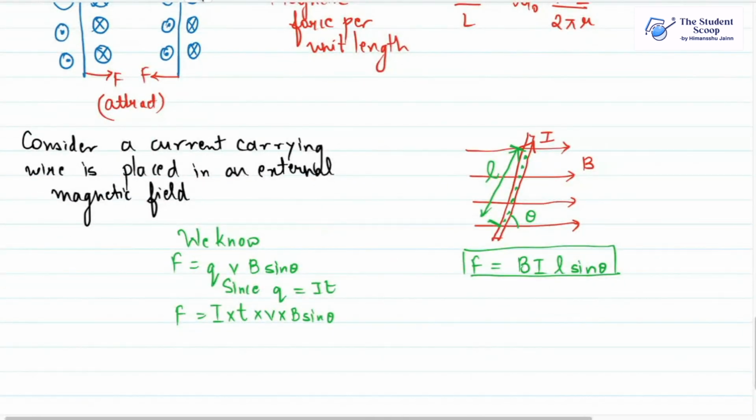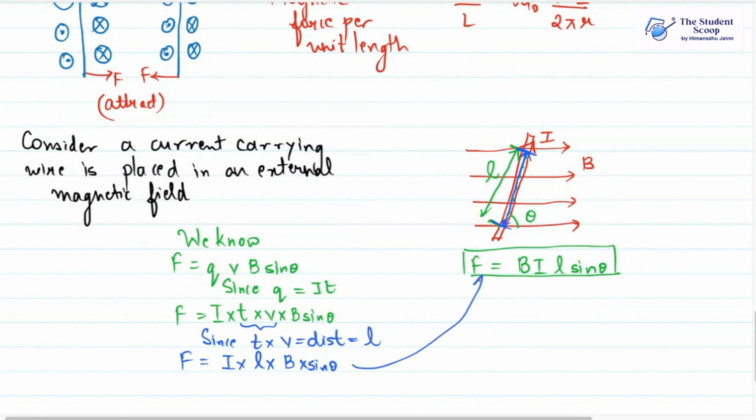And because the charge, which is the positive charge in the direction of current, can travel a length L inside the conductor, which is in the presence of the magnetic field, we can write the speed into time as distance. This can be written as L into B into sine theta. Now, why is that so? Since time into speed is equal to distance, which in this case is L. And that's how you get to this formula, which is BIL sine theta.